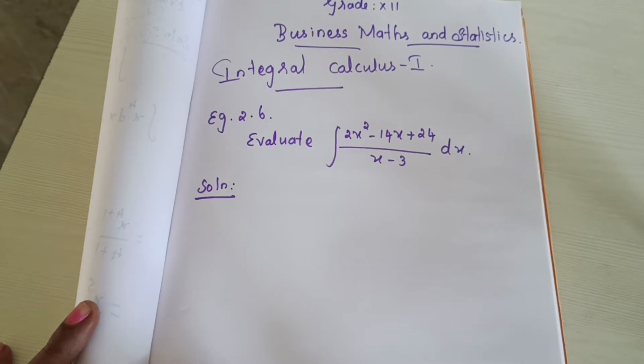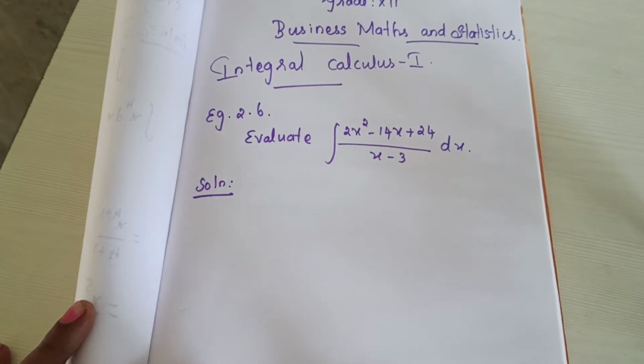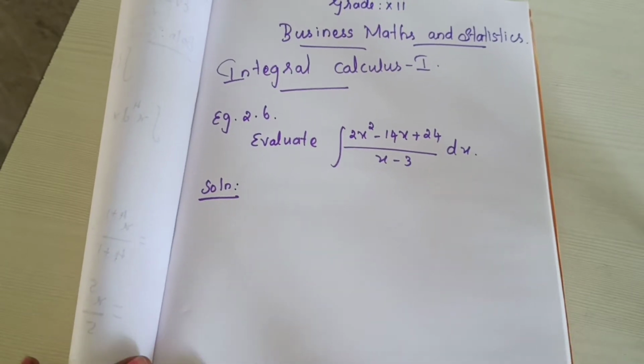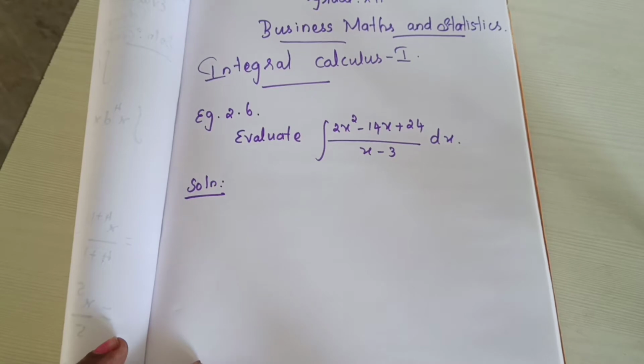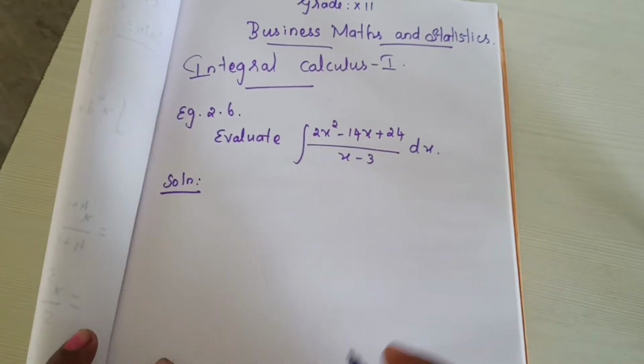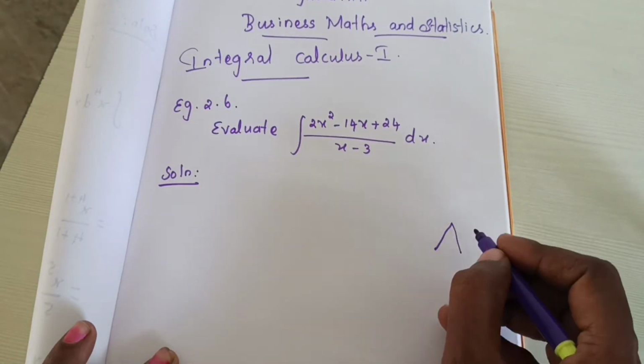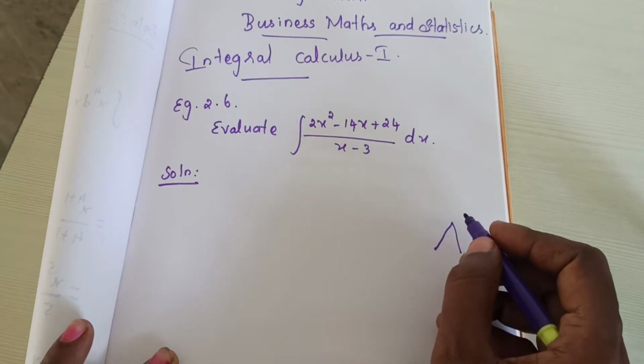So let's start from example 2.6. Evaluate the integral of (2x square minus 14x plus 24) divided by (x minus 3) dx. First we need to factorize the quadratic polynomial. Here the numerator is the quadratic polynomial, so we need to factorize. In lower classes you have studied how to factorize.